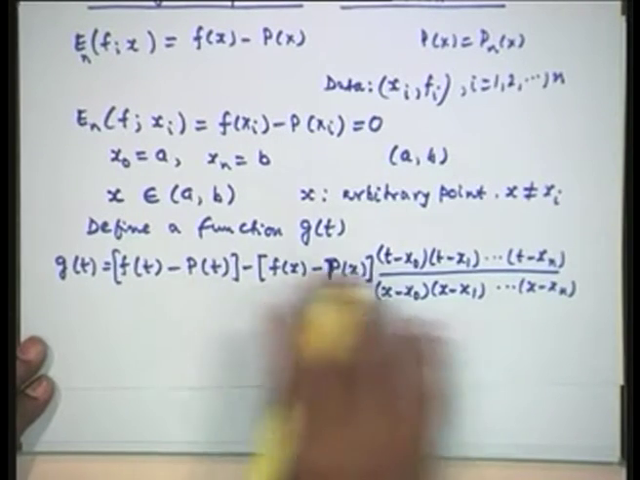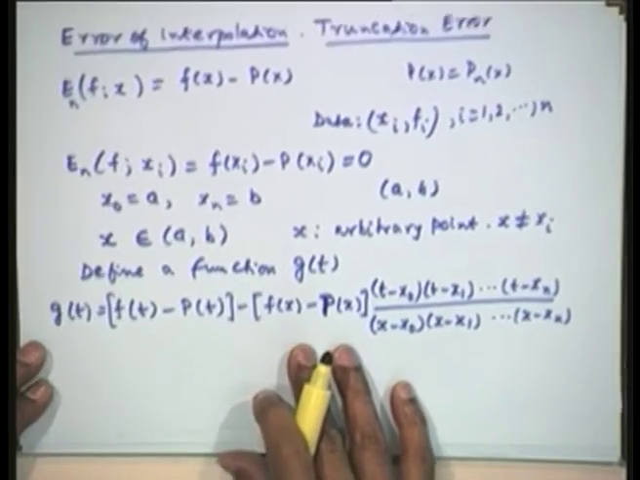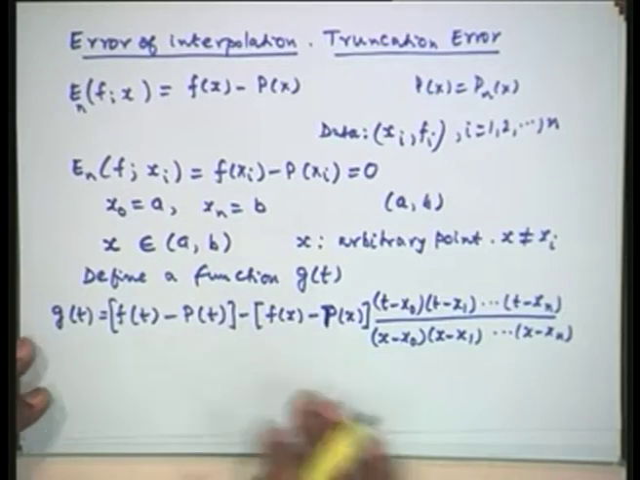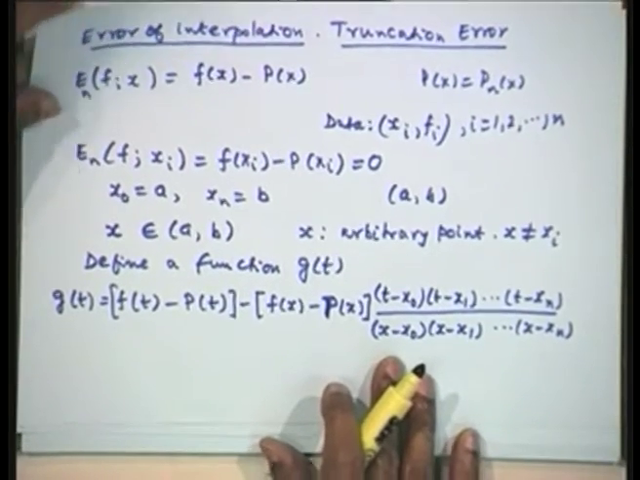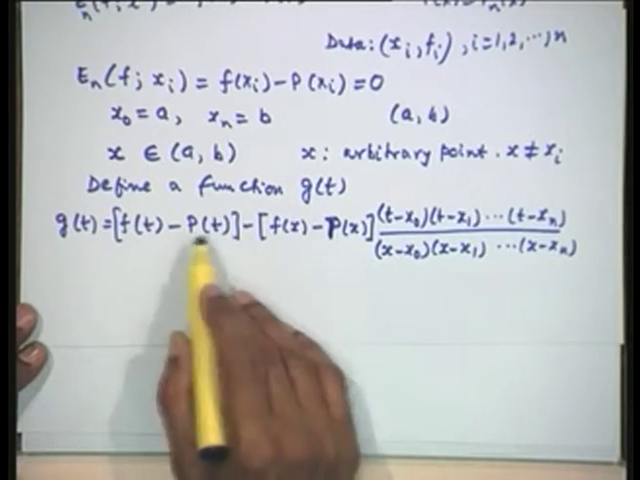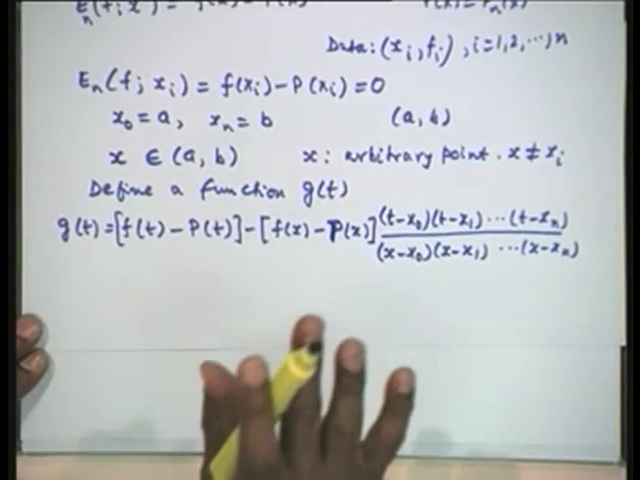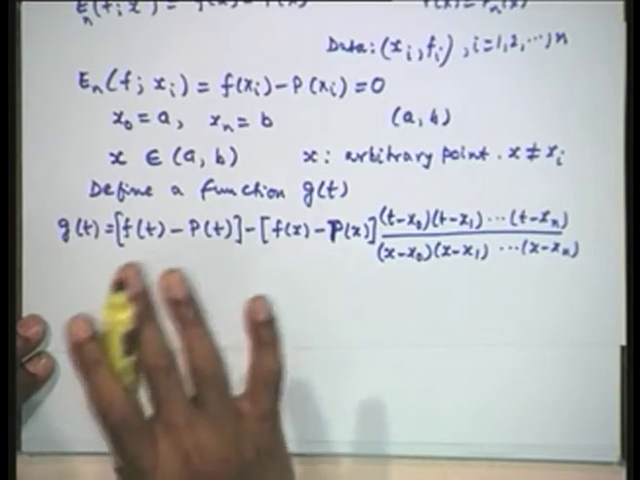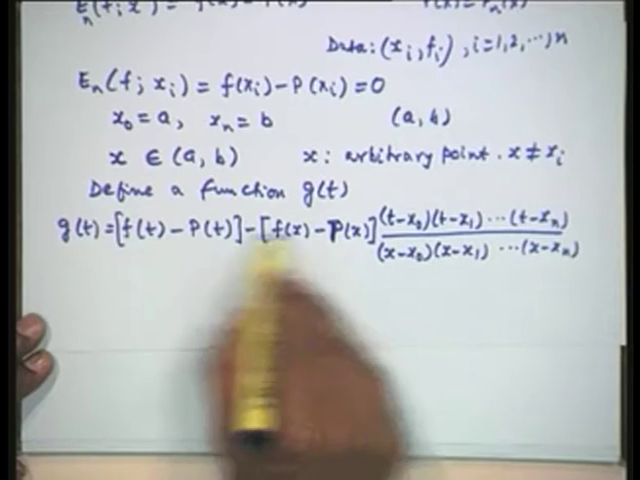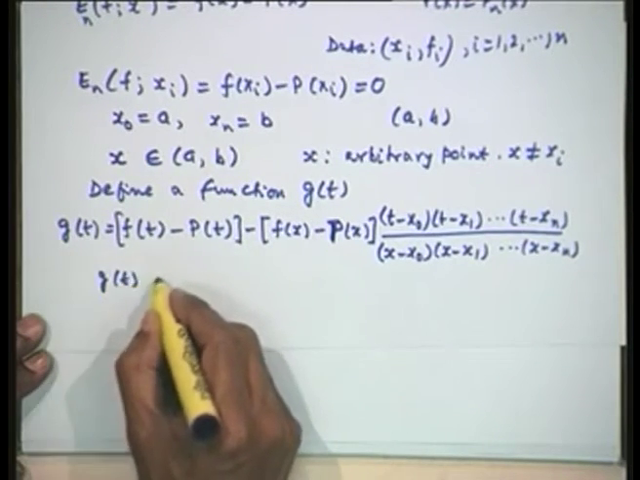Now, you will understand why we are constructing such a function, because I want to get from this the expression for E_n, which is equal to f(x) minus p(x). This function would enable me to find such a quantity. Now, let us look at the function g(t). g(t) contains f(t), p(t), f(x), p(x). We are expecting that the data that is given represents a continuous function. Therefore, everything here is continuous, and g(t) is also a continuous function.